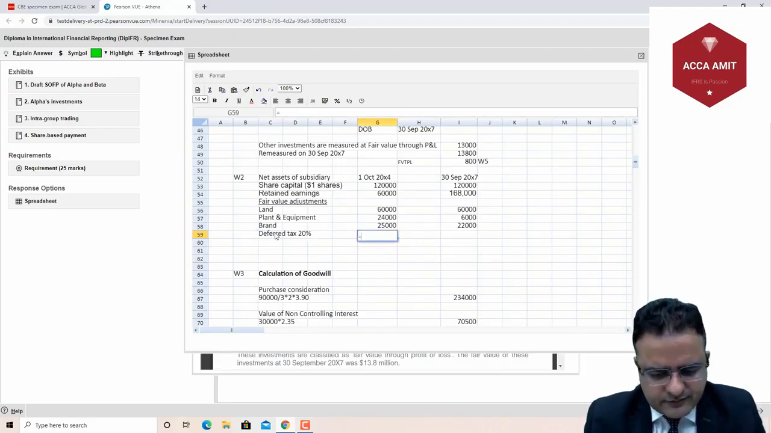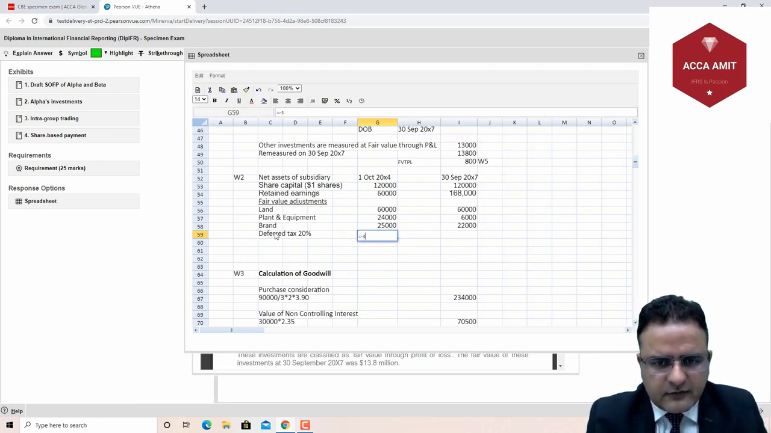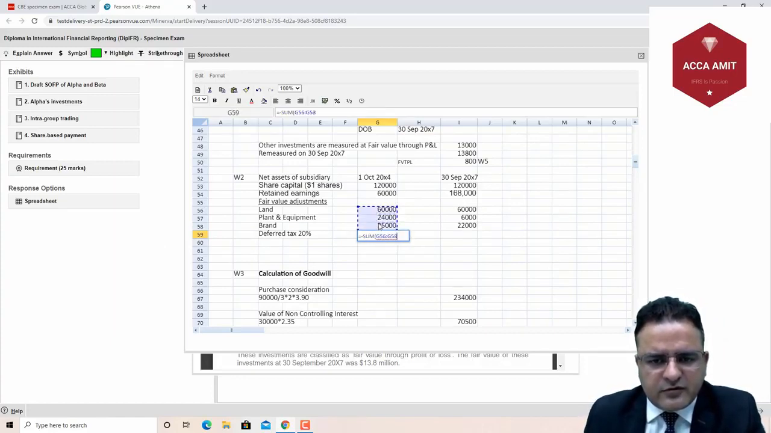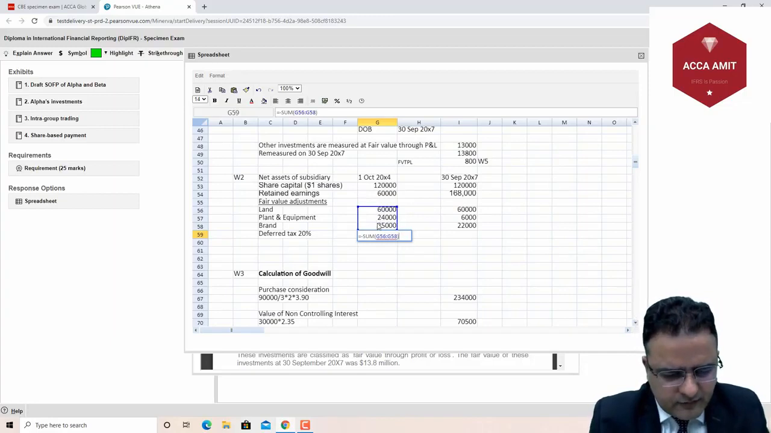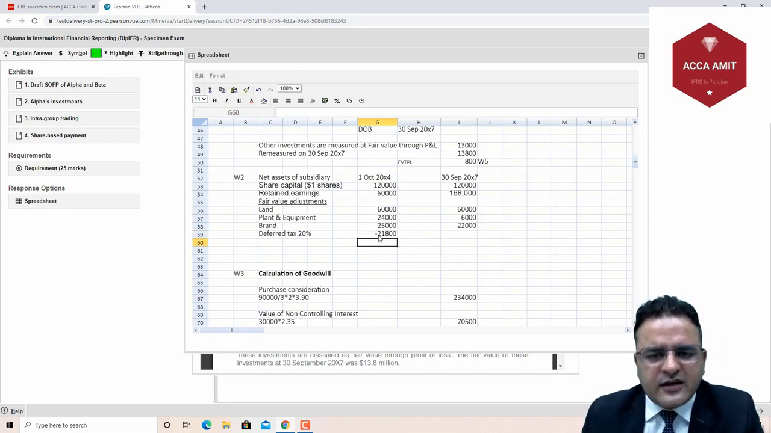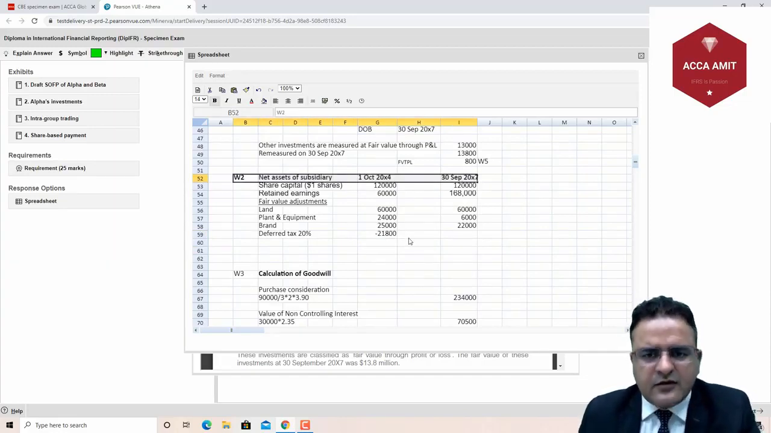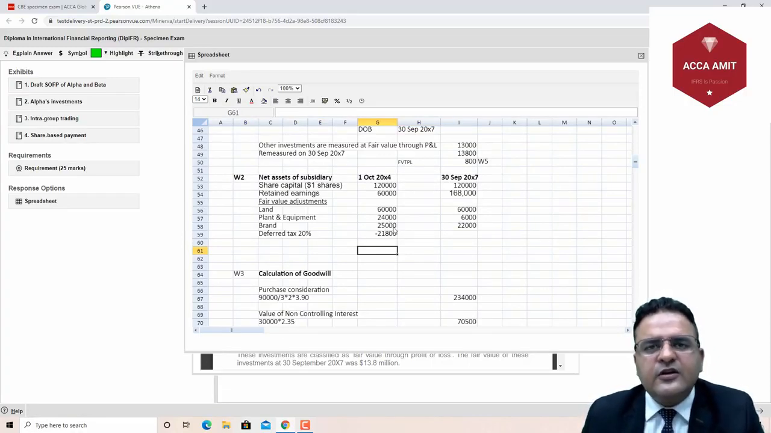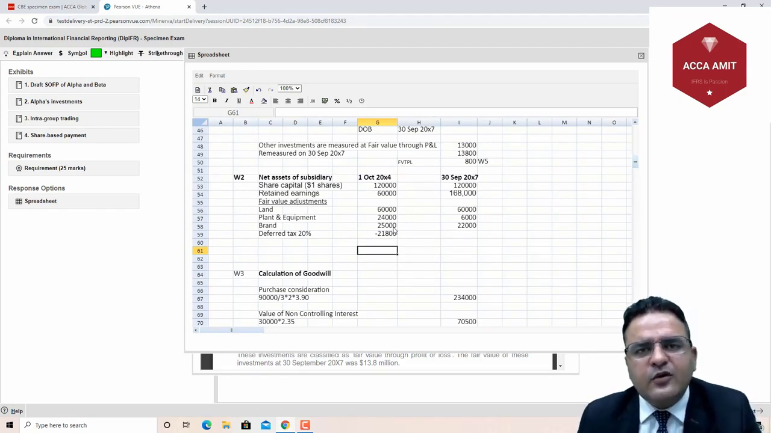So the total sum is 60,000, 24,000 plus 25,000. 21,800 is the deferred tax liability to be included in the net assets of subsidiary on the date of balance sheet. So the land is increased by 60, plant and equipment by 24,000, and brand has increased by 25,000. This indicates that we are going to earn more in future. If we're going to earn more in future, we'll be liable to pay more tax in future.